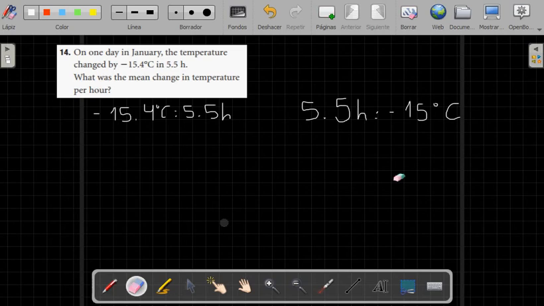Aquí lo que estaríamos calculando es la cantidad de grados centígrados, o mejor dicho, la cantidad de horas que transcurrieron por cada grado centígrado. No es lo que nos están pidiendo aquí. Aquí nos están diciendo la temperatura por cada hora.